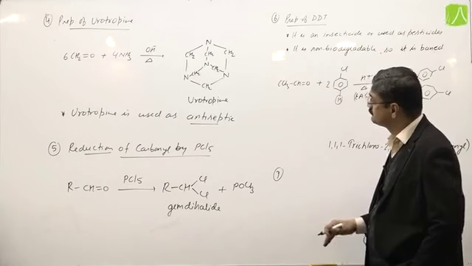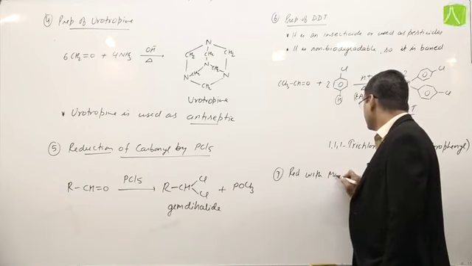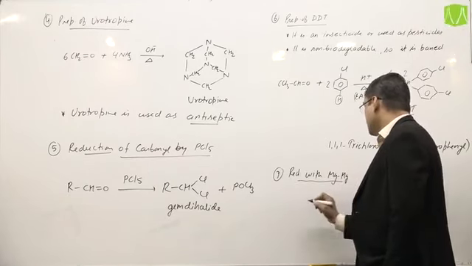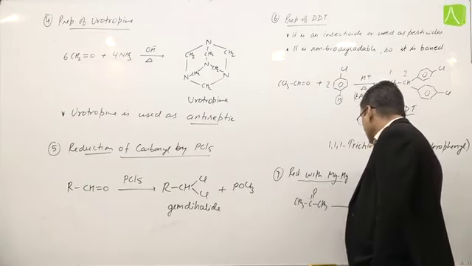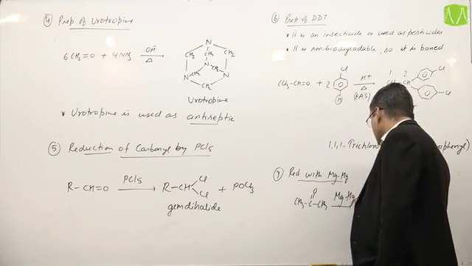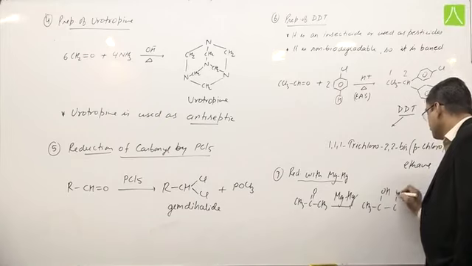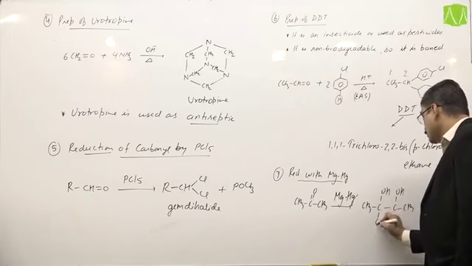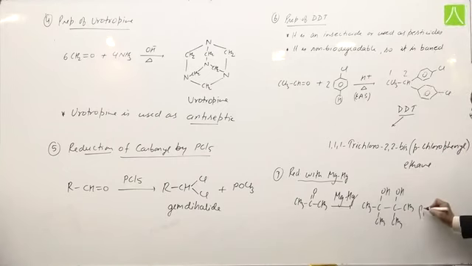Next, reduction with magnesium and mercury. So acetone on reduction with magnesium and mercury converted into pinacol. The 2 molecules condense with each other and this product is formed, that is known as pinacol. It is the natural alcohol which is obtained in some cases.